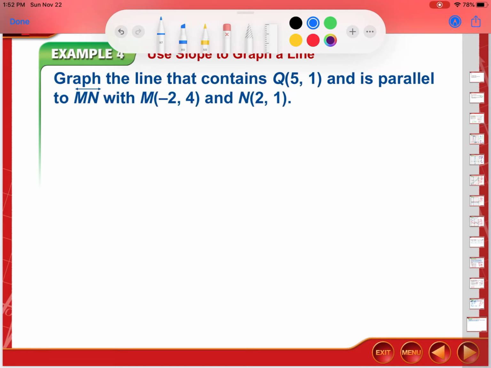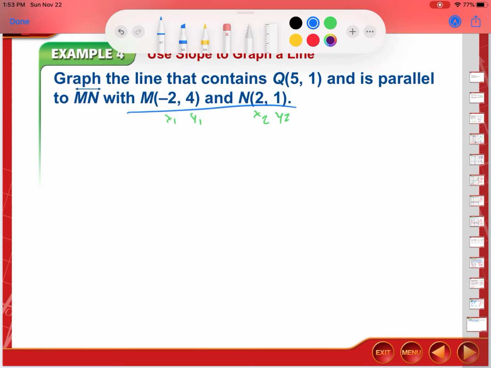All right. So on this next problem, they want us to graph the line that contains point Q, and point Q is at 5, 1, and that is parallel to line MN. And then they give us the 2 points for line MN. So when you see a problem like this, the first thing you have to do is realize, okay, both of these lines are going to have the same slope. Now, we don't know what that slope is yet, so we have to calculate that. So that takes us to our second step, which is going to be calculating the slope of line MN.